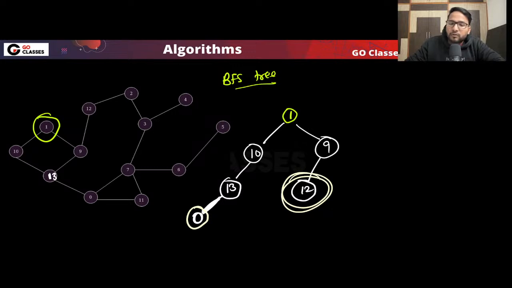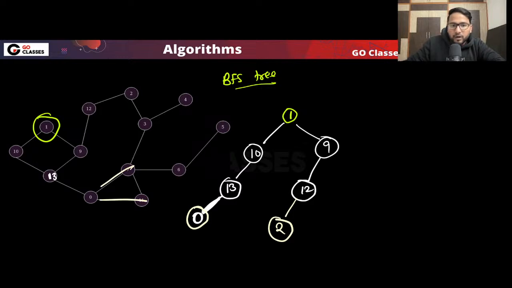What are the neighbors of 12? You will say, okay, let me just pop out this 12 and let me just push all the neighbors of this 12. The neighbor is only 2, so which means this 2 now, right? Now you will pop out this 0 and put the neighbors of this 0, which are 7 and 11. You can put in any order. Let's suppose 7, I'm putting first, and then 11.